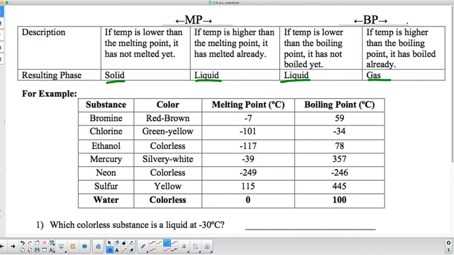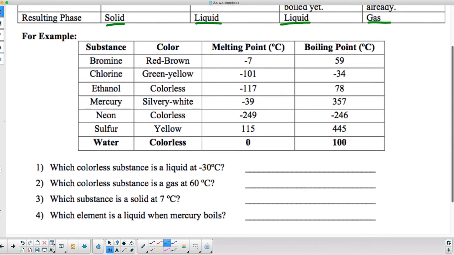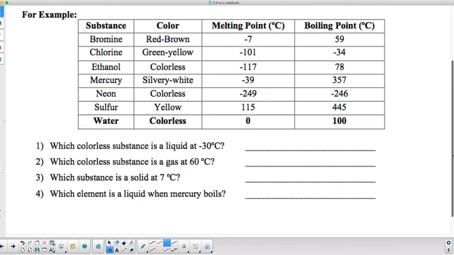So when we look down here, again, I'm not going to do all of them, but I will help you with this. Which colorless substance is a liquid? So we're talking about either ethanol, neon, or water, because those are the three that are colorless. Which colorless substance is a liquid at -30 degrees Celsius? We know that's not water because water at -30 is over on this side, which means it's a solid. So it's a solid here.